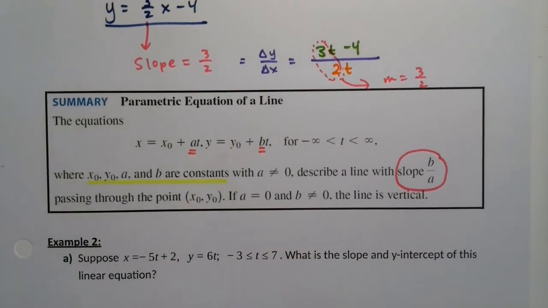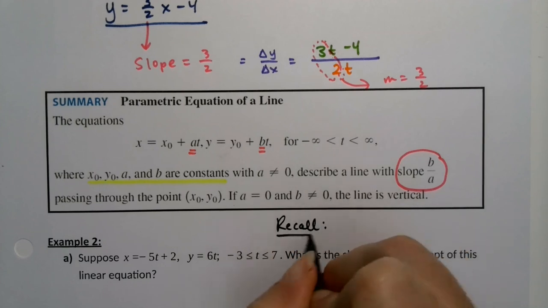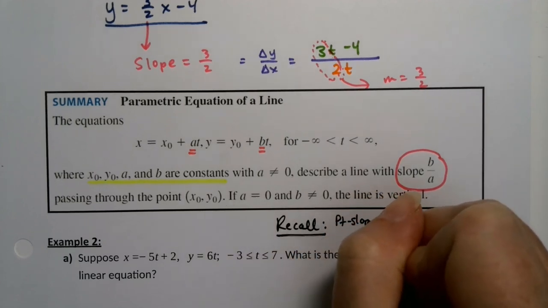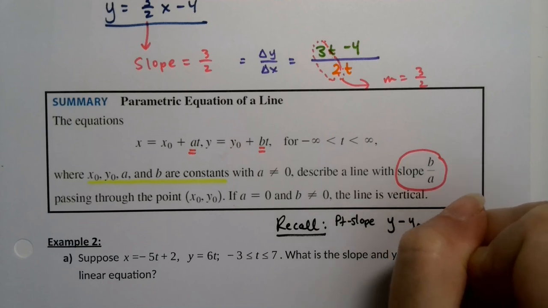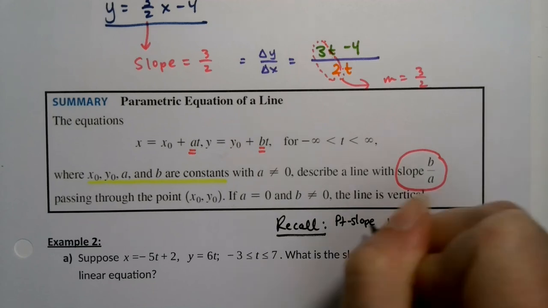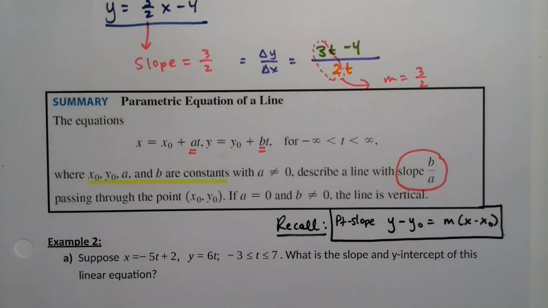So that means that you can make the equation of a line. Let me just remind you from algebra class. It's called the point slope form of the equation of a line: y minus y0 equals m times x minus x0. And you can use that to come up with the equation of a line if needed.